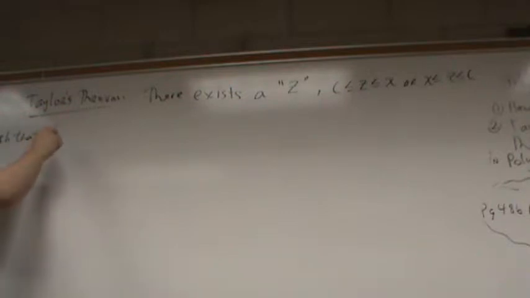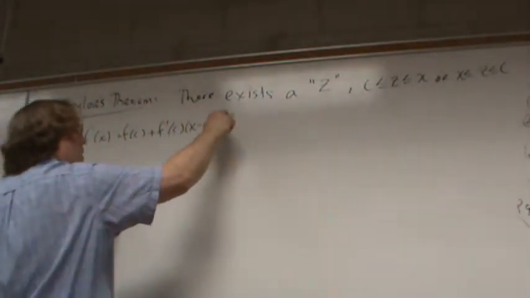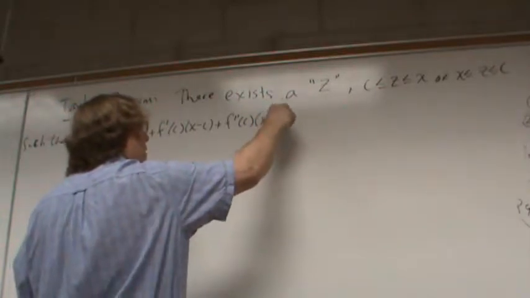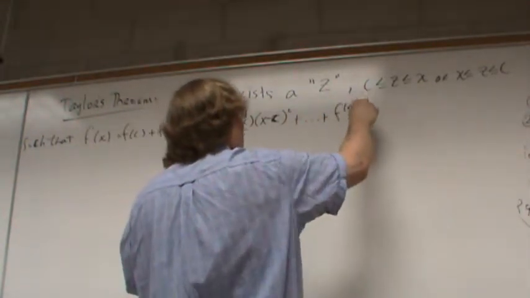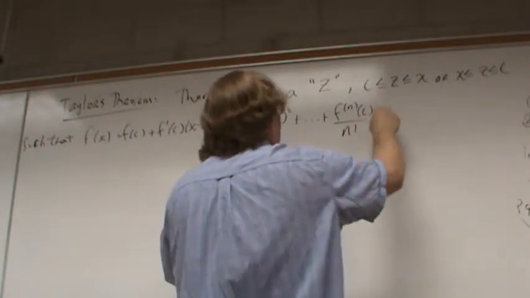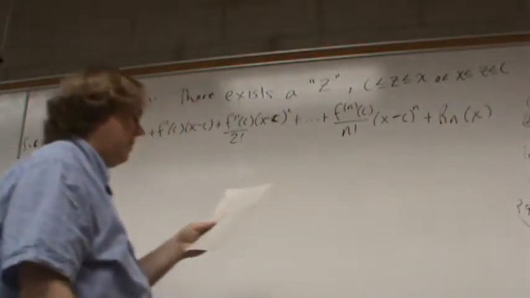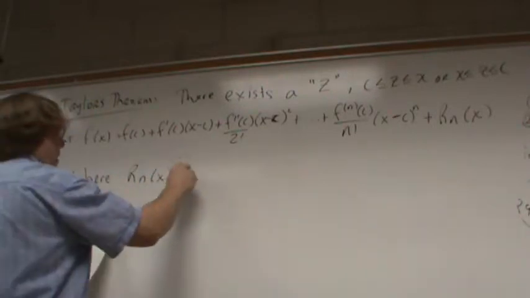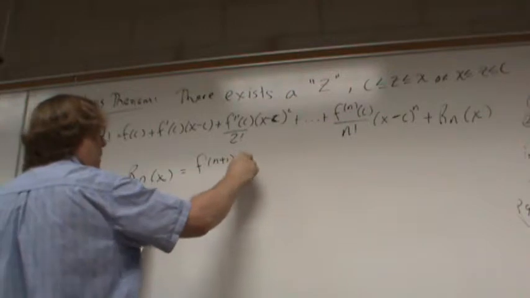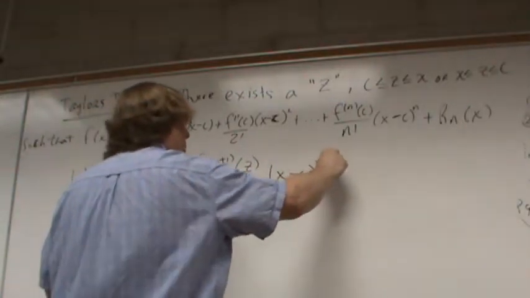Such that f of x equals f of c plus f prime of c times x minus c plus f double prime of c times x minus c squared over 2 factorial plus dot dot dot plus the nth term, the nth derivative evaluated at c over n factorial times x minus c to the n power plus r sub n of x, where r sub n of x equals the n plus 1th derivative evaluated at z over n plus 1 factorial times x minus c to the n plus 1 power.